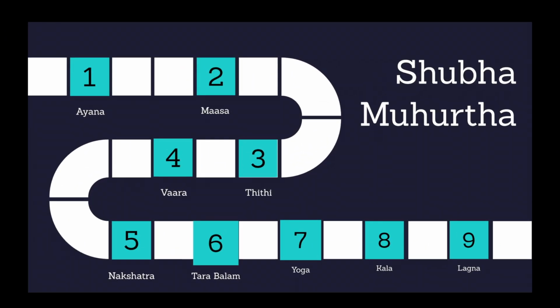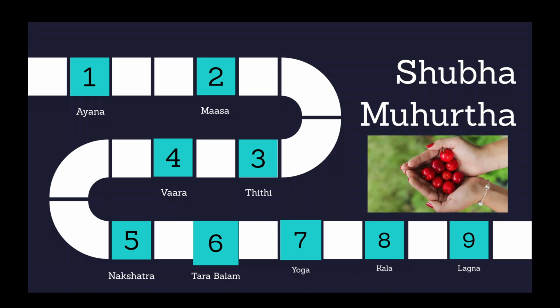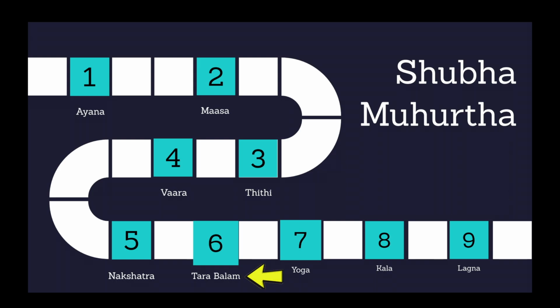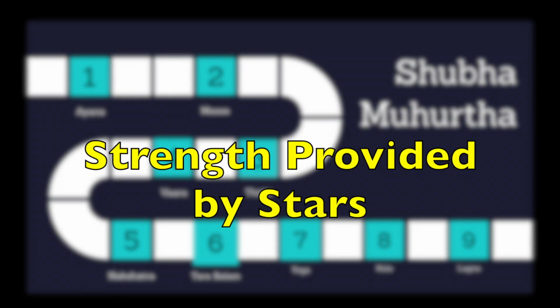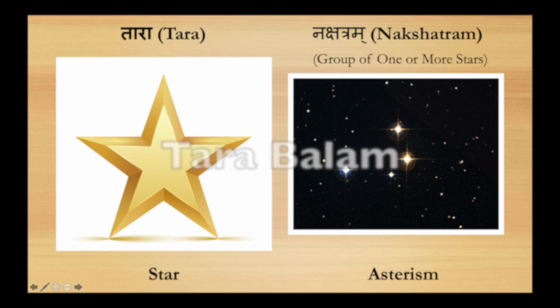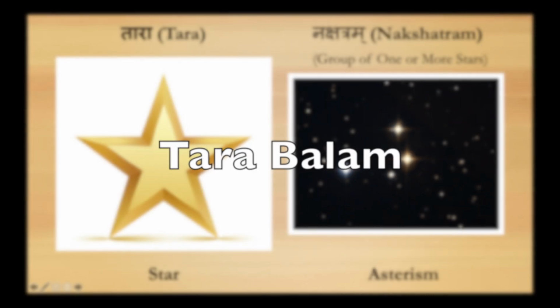Until now, the steps 1 to 5 were generic and applicable for everyone to find out the auspicious Masa, Tithi, Vara, and Nakshatra. Now, the customization for every individual from step 6 starts with Tara Balam. Literally, Tara Balam means the strength provided by stars. We know every nakshatra is comprised of one or more stars. Hence, the name has been kept at atomic level instead of calling it Nakshatra Balam. It is popularly called Tara Balam.